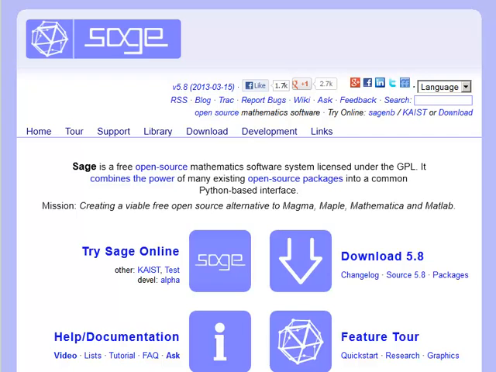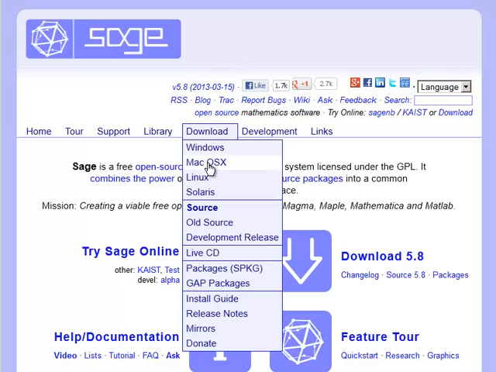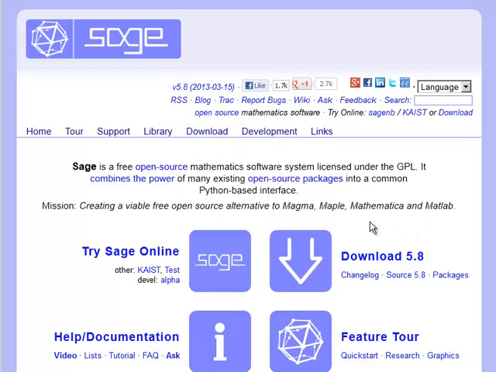Okay, this is a little run through on how to use Sage, especially for using matrices and so forth. What you do is you go to sagemath.org, and especially at the beginning, I just recommend you do the online version right here.